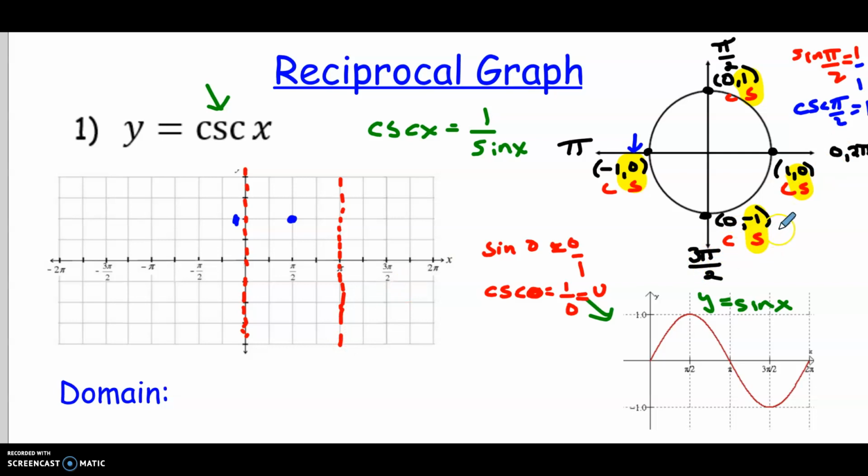At 3 pi over 2, you see that sine is equal to negative 1. Well, if I flip negative 1, you're going to keep negative 1. So the cosecant of 3 pi over 2, the same angle, will stay negative 1. So you'll go here, and this is going to be negative 1 down here. We're going to plot a point there. And back at 2 pi, it's the same thing. It's going to be undefined because we're flipping that value 0.